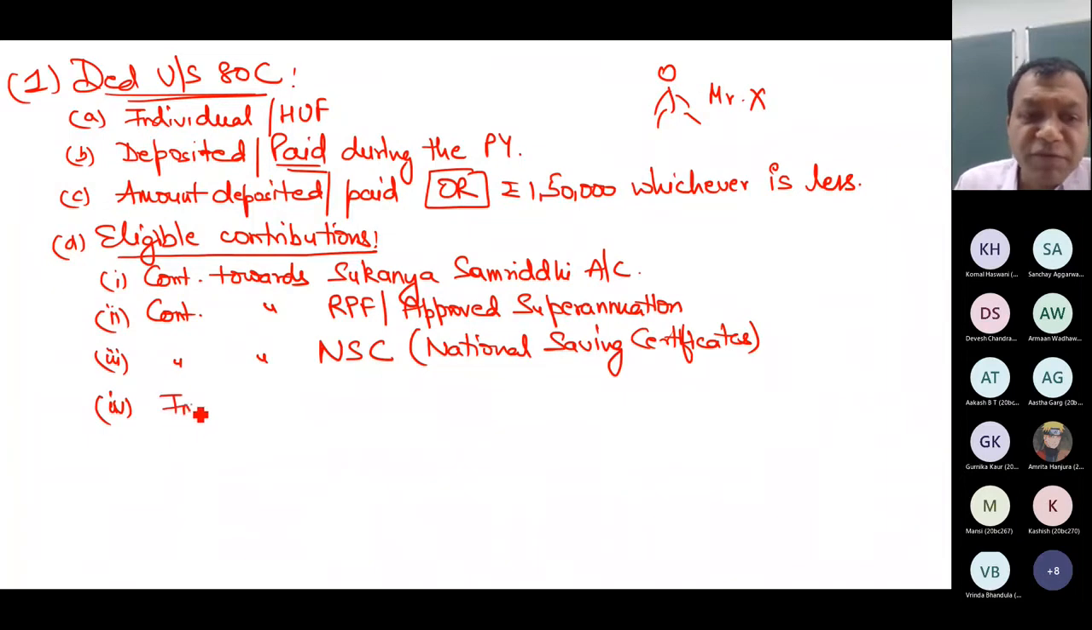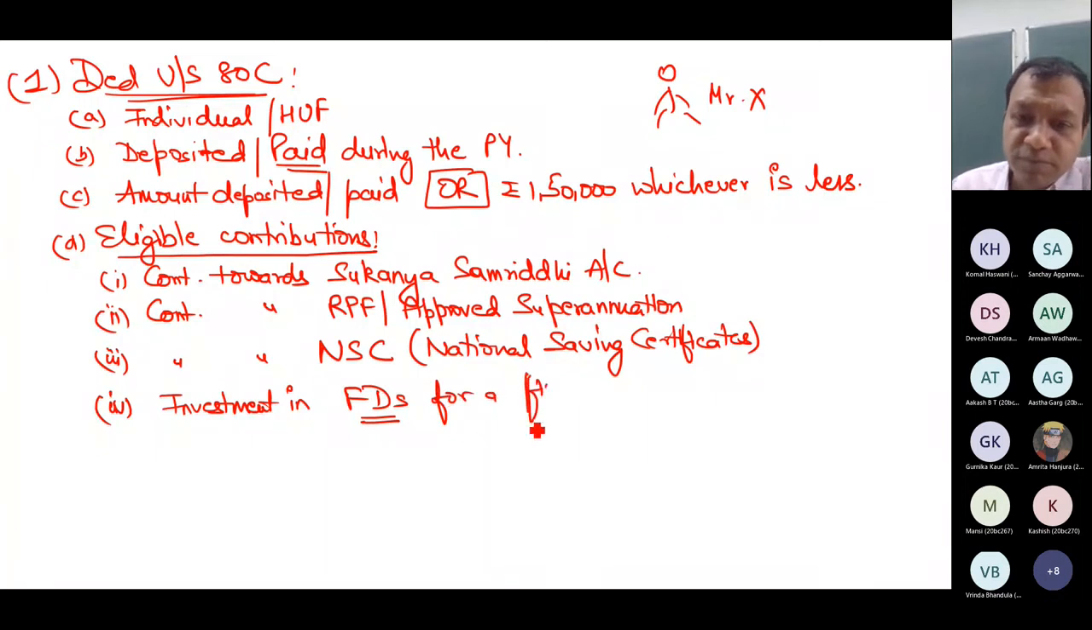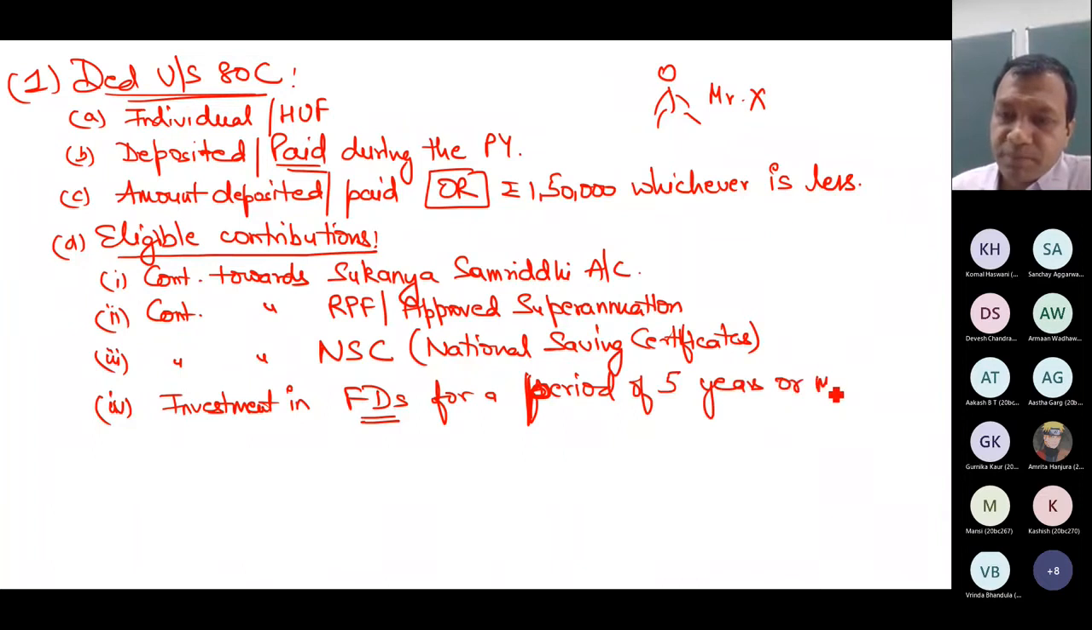Then investment in fixed deposit in a bank. If you invest in FDs, fixed deposits in a bank or in a post office for a period of 5 years or more. Now you can have an FD of 1 year also, 2 years also, but if you want to claim deduction, you must be investing in FD for at least a 5-year period, for a period of 5 years or more. So whatever you invest is eligible for 80C.